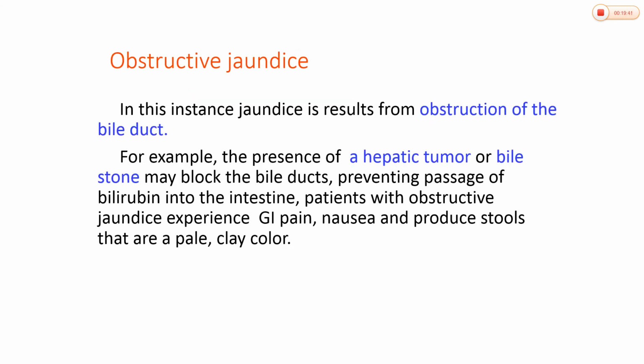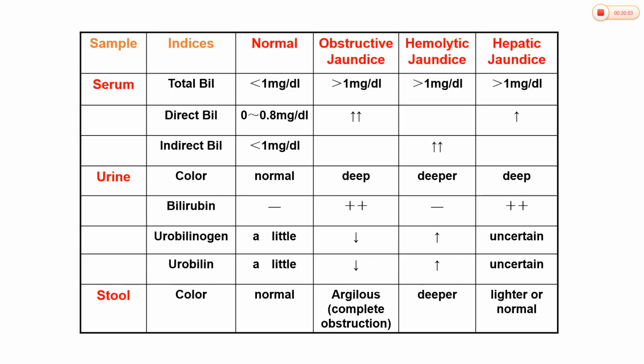The third is obstructive jaundice. In this, the jaundice results from the obstruction of the bile duct. For example, the presence of a tumor or a bile stone may block the bile ducts, preventing the passage of bilirubin into the intestine. And the patients with obstructive jaundice experience gastrointestinal pain and nausea. They produce stools that are pale or clay in color, and you can see here the serum indexes, and in the serum, the total bilirubin, direct bilirubin, indirect bilirubin.